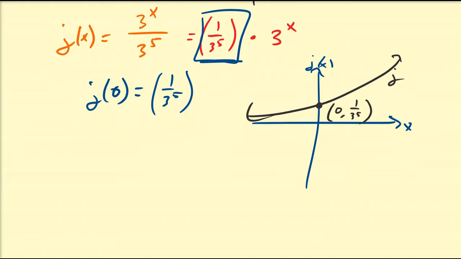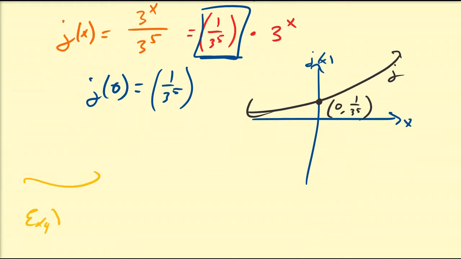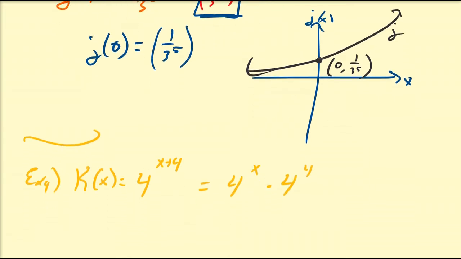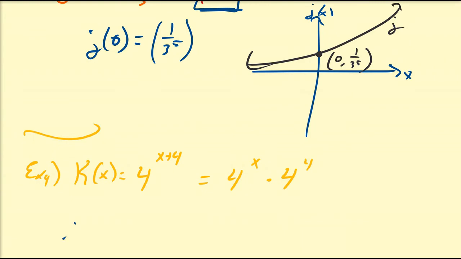Let's take another example. So example 4. I have k of x is going to be equal to 4 to the power of x plus 4. Again, horizontal transformations do not really change that much with respect to the overall structure of the graph. So I'm going to decompose this in terms of properties of exponents. So this is going to be 4 to the x times 4 to the 4th by our properties of exponents. So in our traditional way for exponential functions, this is just going to be equal to 4 to the 4th times 4 to the power of x.